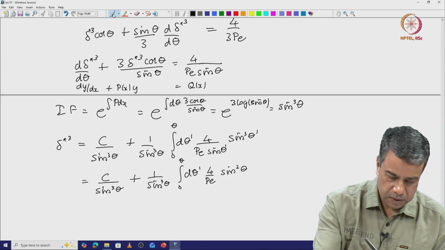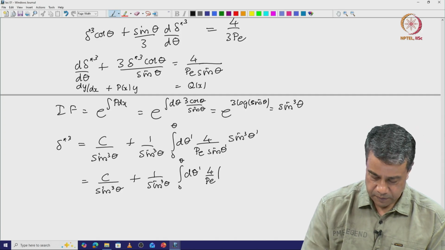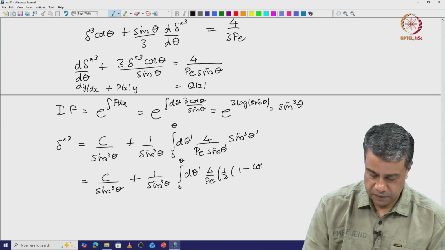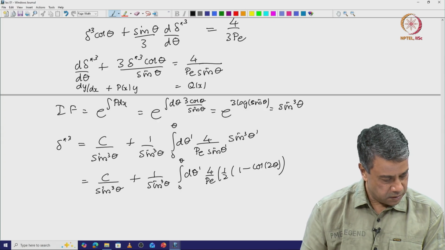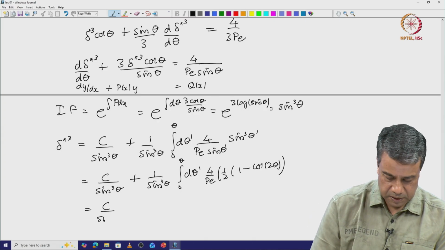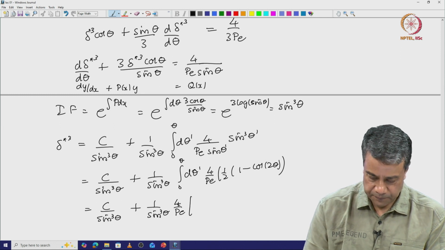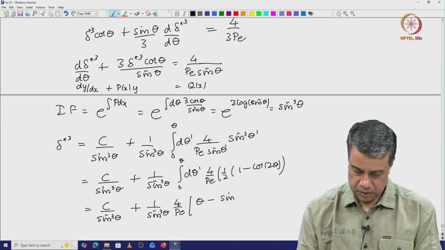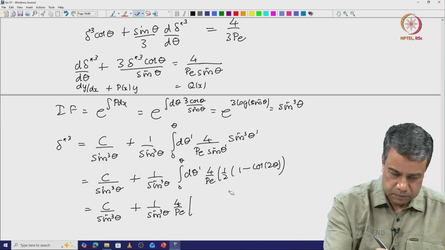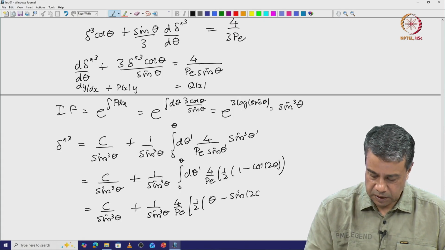So, this can be written as half of 1 minus cos of 2 theta, which will be equal to c by sin cubed theta plus 1 over sin cubed theta into 4 by the Peclet number into half theta minus sin of 2 theta by 2.